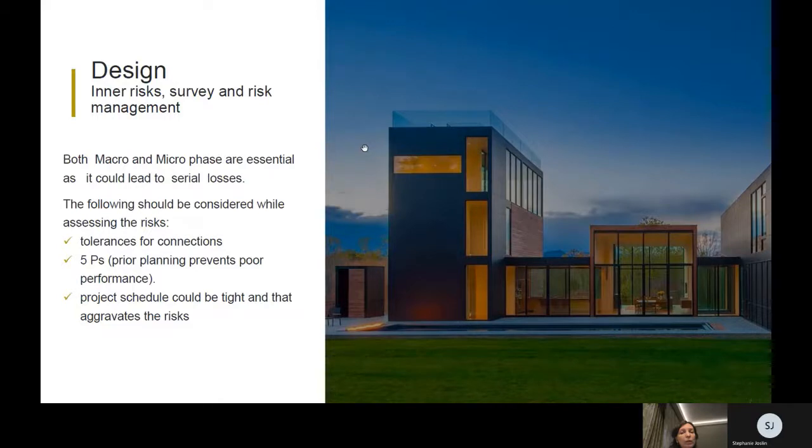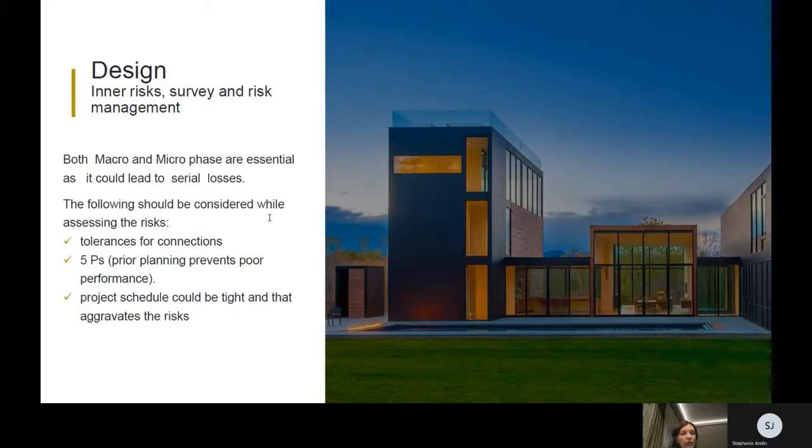As one of the particularities of modular construction is the connection between the modules and the foundation on site, the tolerances for connections are very important. Second point is the 5 P's: Prior planning prevents poor performance. So prior planning is the key to avoid all design errors.